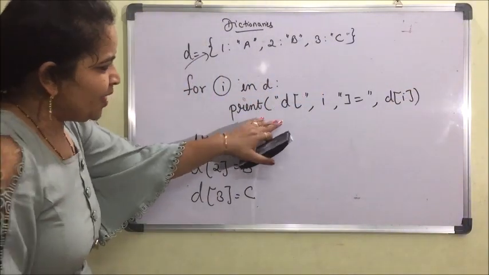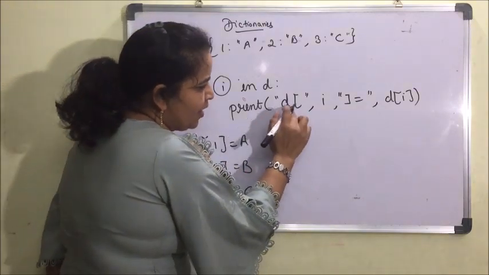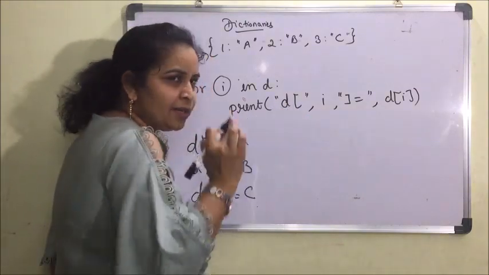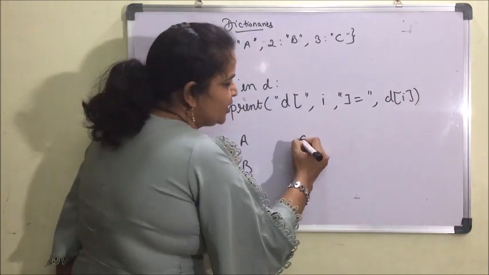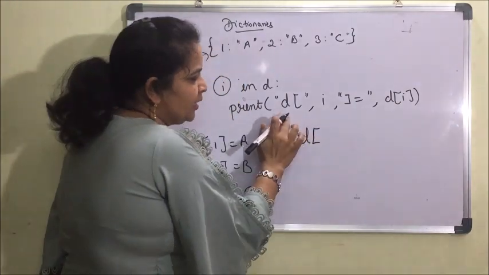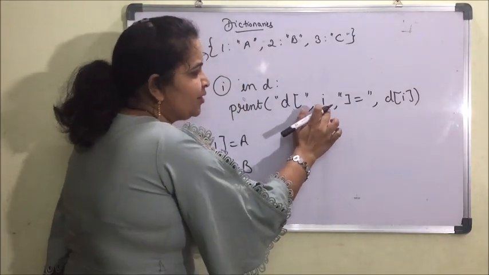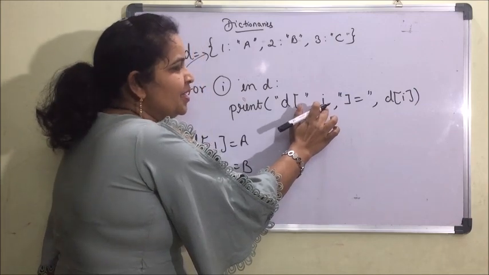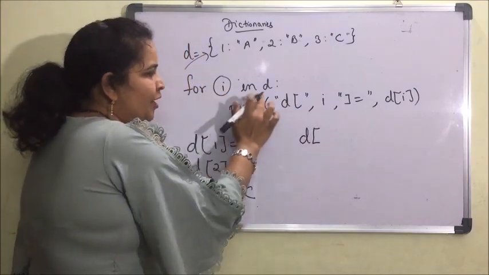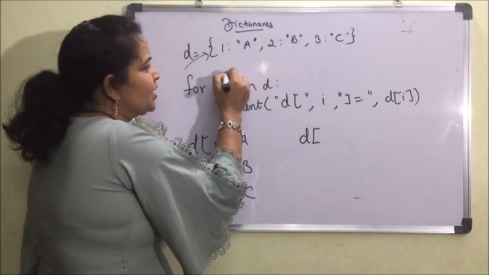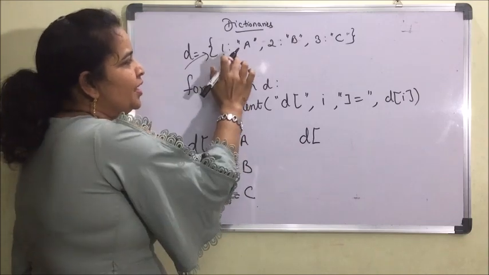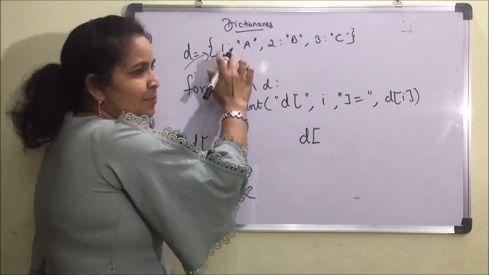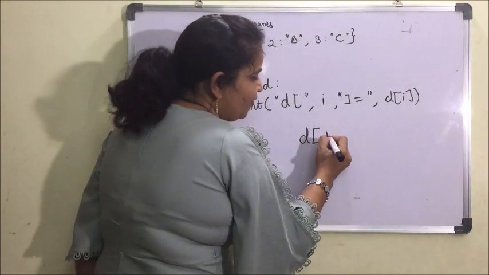So how will this be executed? After print, whatever we write inside the inverted commas is printed as it is on the screen. So it will print D and the square bracket. After that it will get I. I means the key. So when the loop executes, suppose it is accessing the first element, so 1 will be printed.